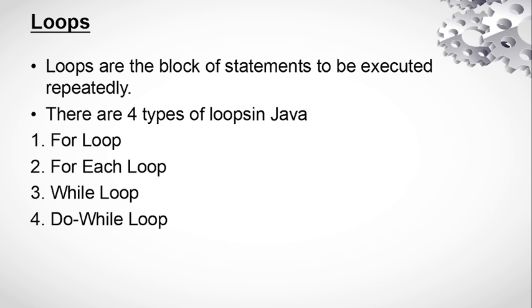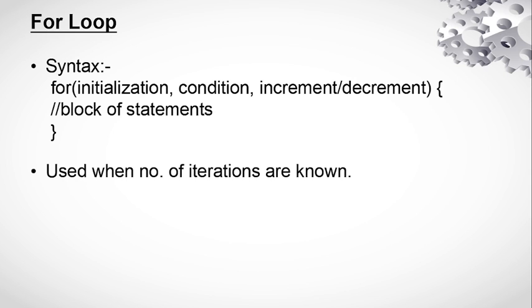That means the statement which we have to execute multiple times, or repeatedly, we put in our loop. In this video I am going to tell you only about the for loop. Regarding the definition of the for loop, we use a for loop when we know the number of iterations. That means when we know how many times our loop or statements will execute, in that case we use a for loop.